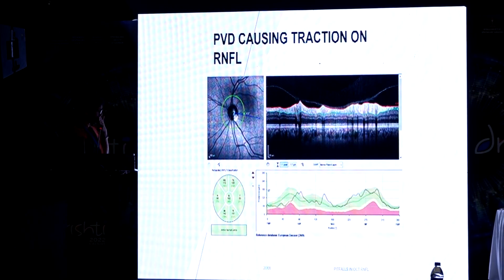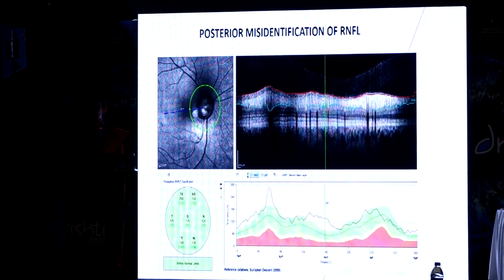PVDs and epiretinal membranes cause increased thickness, and they pull up the RNFL. They can also cause a failure in the measurement of the thickness because it is difficult to identify the anterior or the inner border of the RNFL. Further, when the PVDs progress, it is difficult to find out which part is the RNFL and which part is the PVD, and thickness reduces when the PVDs progress.